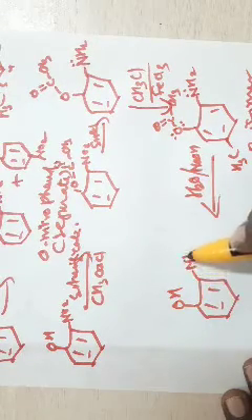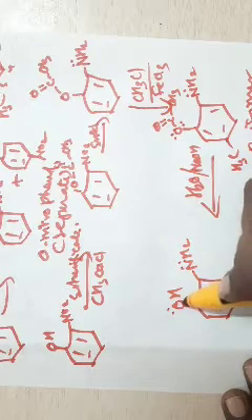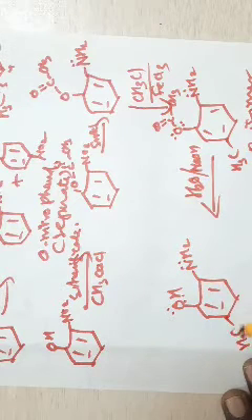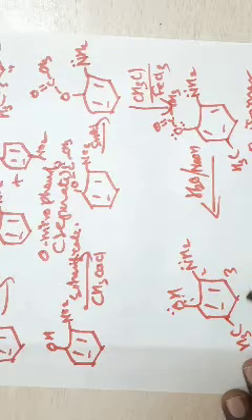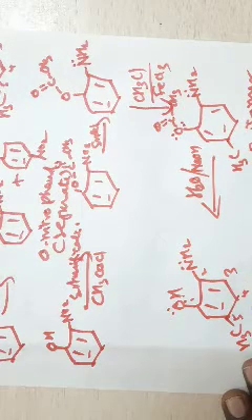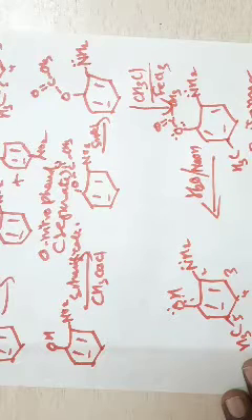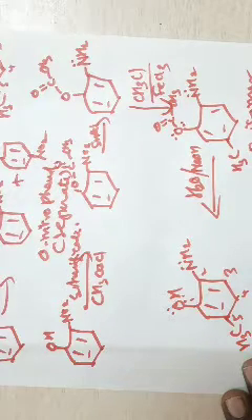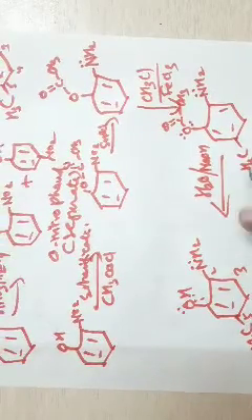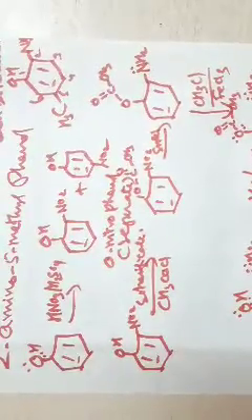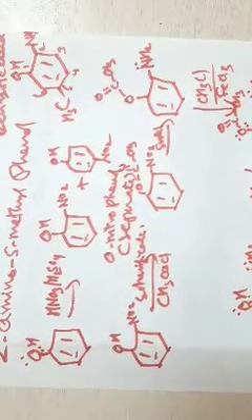OH, NH2 and methyl group. So this is your 1, 2, 3, 4, 5. 2 amino 5 methyl phenol. So this is the synthesis. Of course, the synthesis involves separation of the compounds, separation of the isomers.